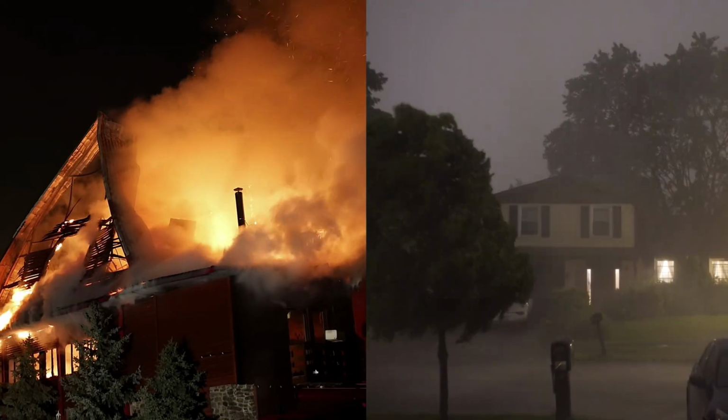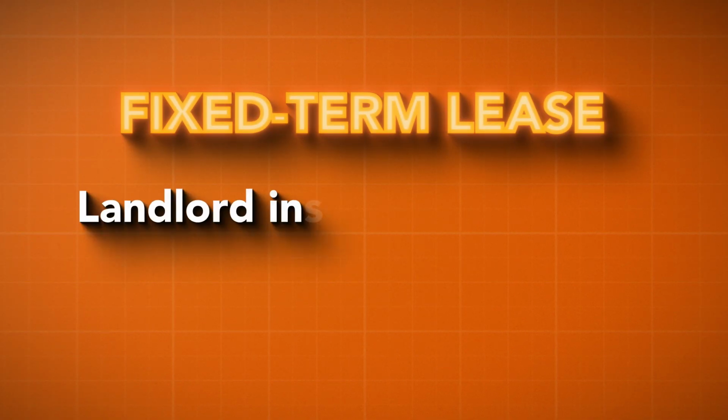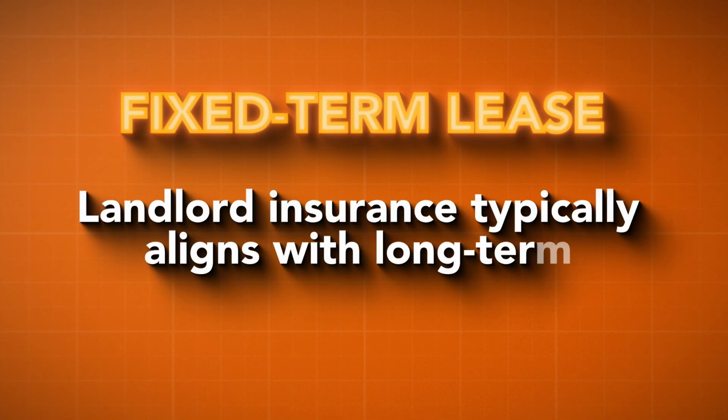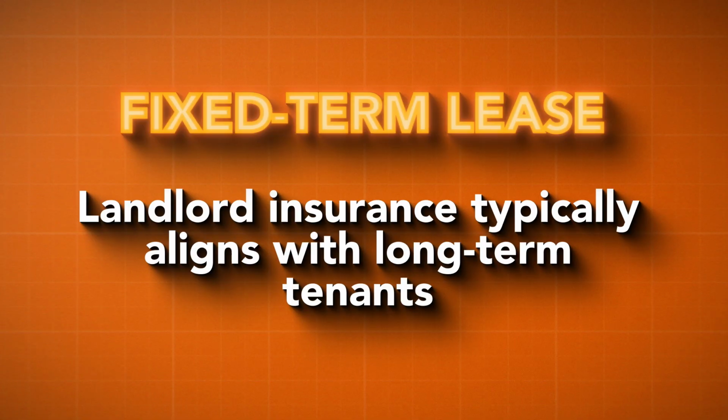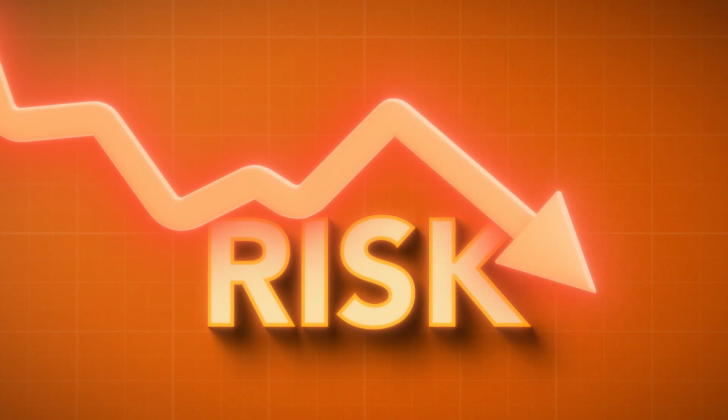And crucially, it won't cover your building for insured events like fires or storms, which can cause damage to the property and prevent it from being habitable as an income-generating asset. Relying on these insurance options alone can leave significant and costly gaps. With a fixed-term lease, you can usually rely on standard landlord insurance. Coverage is aligned with long-term tenants, and risk is lower and more predictable.